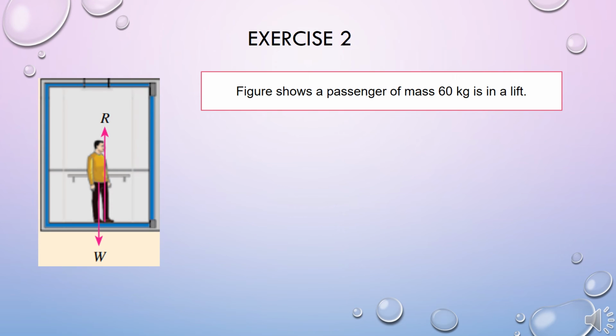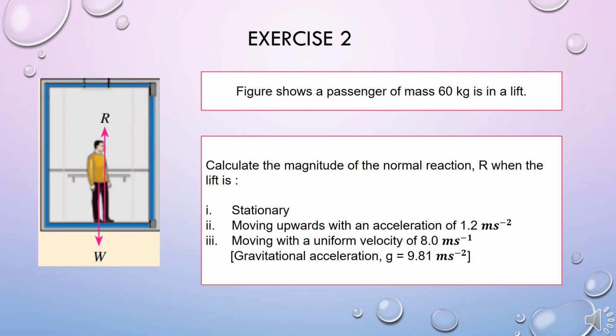Exercise 2. The figure shows a passenger of mass 90 kg in the lift. Calculate the magnitude of the normal reaction R when the lift is, first, stationary, second, moving upwards with an acceleration of 1.2 meters per second square, third, moving with a uniform velocity of 8.0 meters per second. Given the gravitational acceleration g is equal to 9.81 meters per second square, you have 10 minutes to answer the question.